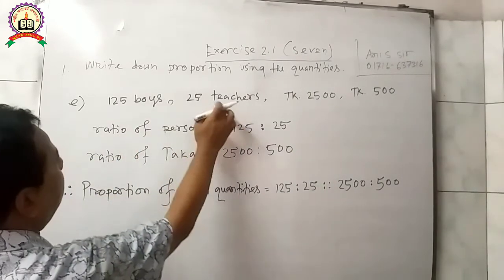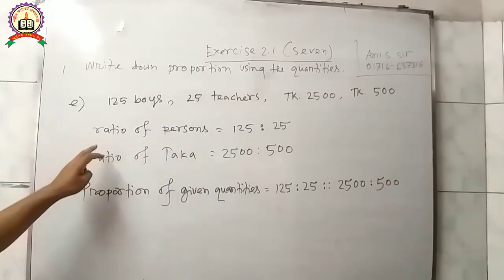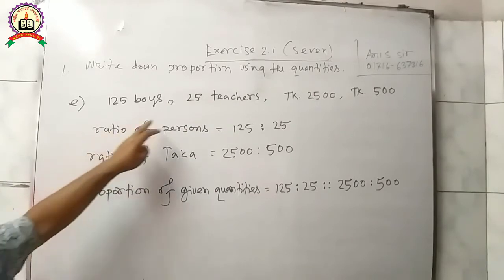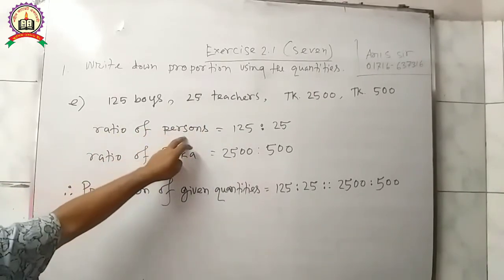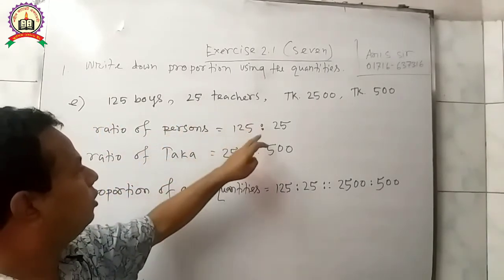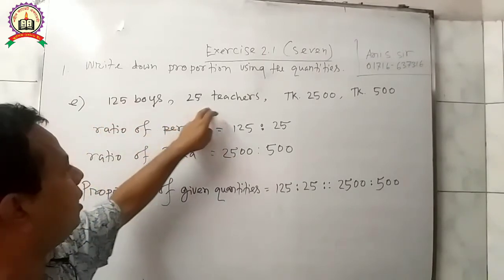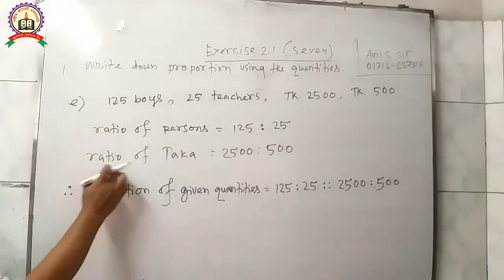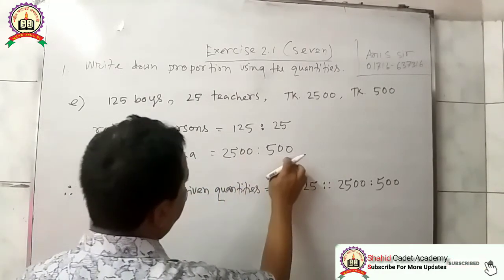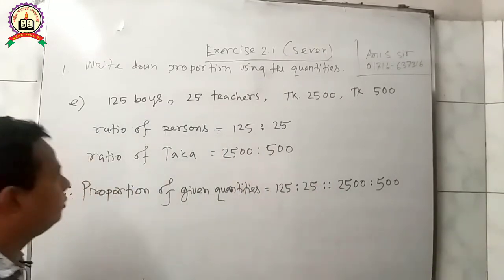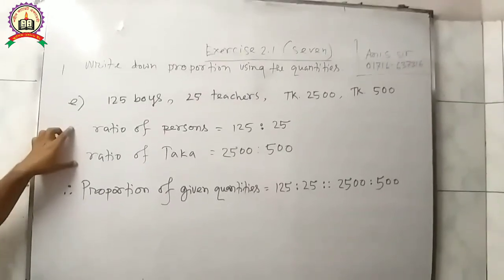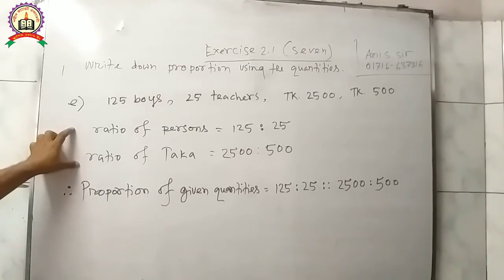Ratio of boys and t-shirts, so we can write ratio of persons, as boys and persons. Ratio of persons equal to 125 is to 25. And then ratio of taka equal to 2500 is to 500. These are the two ratios, and they are equal to each other, so it forms a proportion.